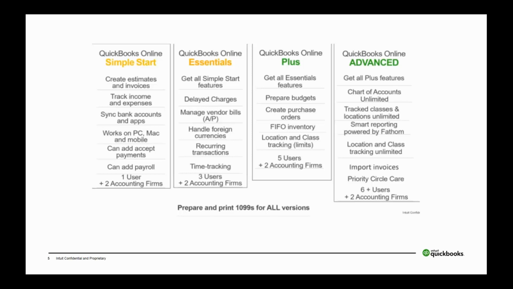We have a third-party reporting app that's built in there for Fathom, for KPI indexing and reporting and advisory services like that. Batch import, batch creation of invoices, at least for now, that's what it is. Better user security. So those are the 4 QBO SKUs right now.